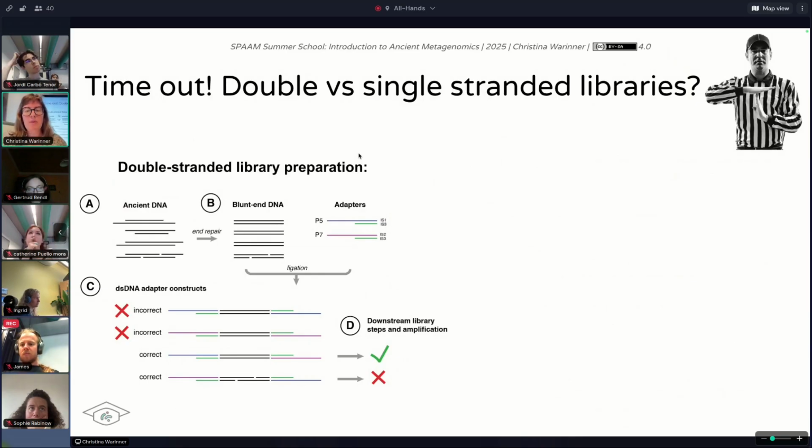So the reason why people like to use single-stranded libraries is that it avoids a problem that we have with double-stranded libraries. With double-stranded libraries, we have to first blunt-end our DNA through this DNA repair, and then we ligate on our adapters.